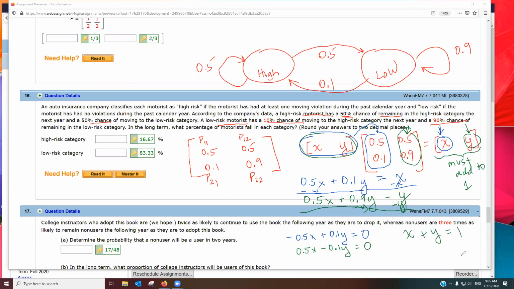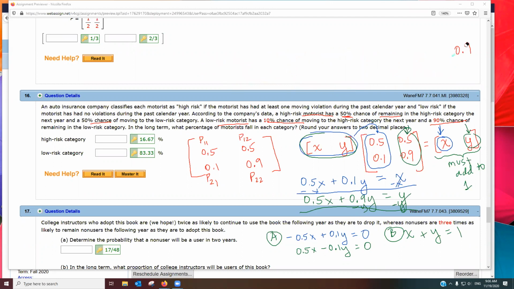Now let me try to solve this system of equations. I'm going to call these equation A and equation B. Maybe I'll come up here to the top and give a little more room. This goes back to algebra. You probably remember this. So let's write out equation A: negative 0.5x plus 0.1y equals 0. And now I'm going to write equation B as x plus y equals 1.